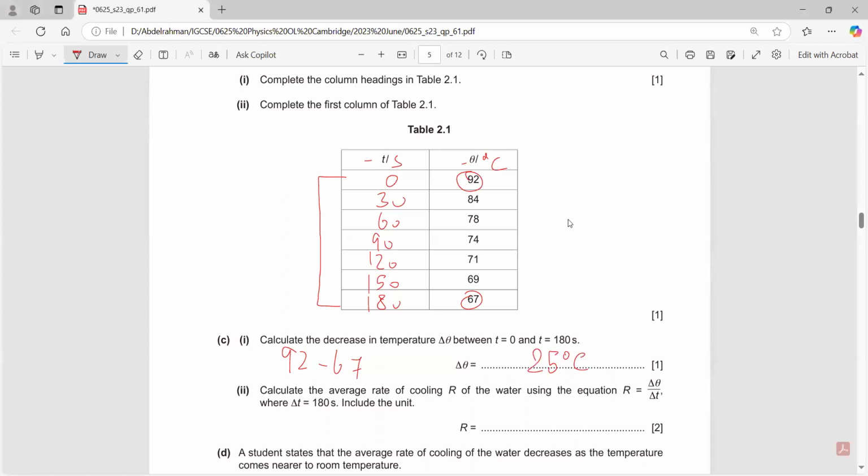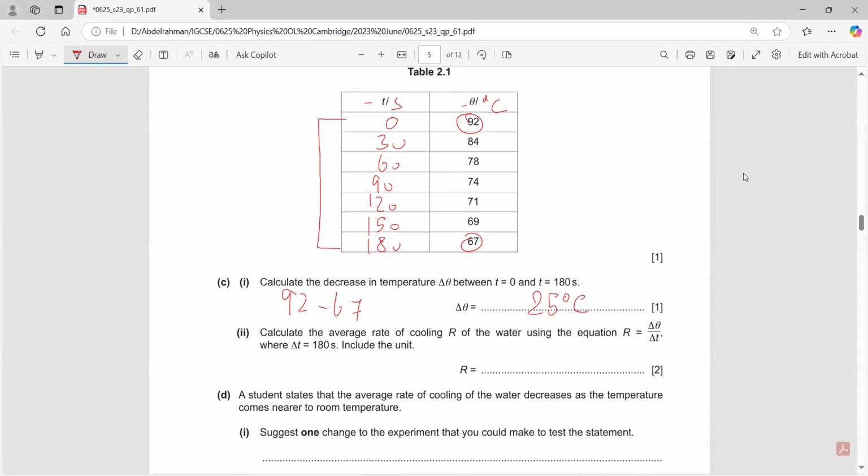Calculate the average rate of cooling using the equation. Do I have delta T? Yes, delta T is 180. 25 over 180, which is 0.14 degrees Celsius per second. Include the unit, degrees Celsius per second. Do I write negative 25? No, just ignore the negative. So 25 divided by 180 is 0.14 degrees Celsius per second.